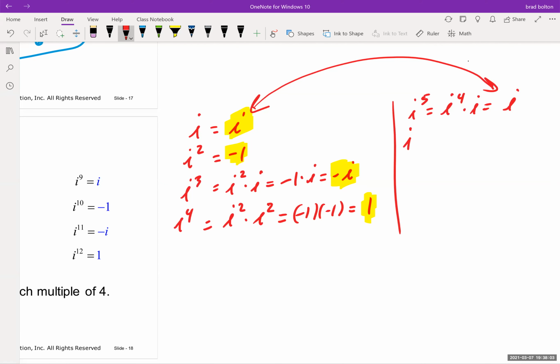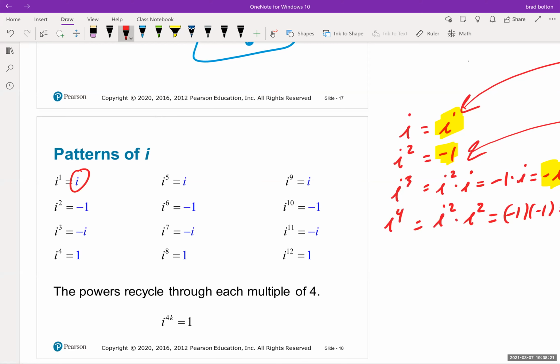What is i to the 6th? Well, we know that i to the 6th is really just i to the 4th times i squared. But that's really 1 times -1. So that's -1. But once again, that's the same as before. So this recycles itself every 4. And if you look over here, they did it: i, -1, -i, 1. i, -1, -i, 1. It just keeps going.